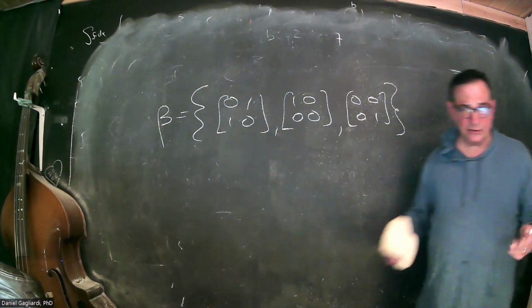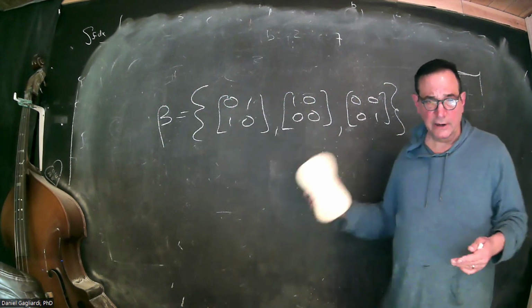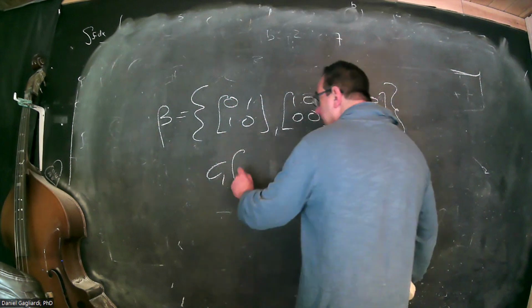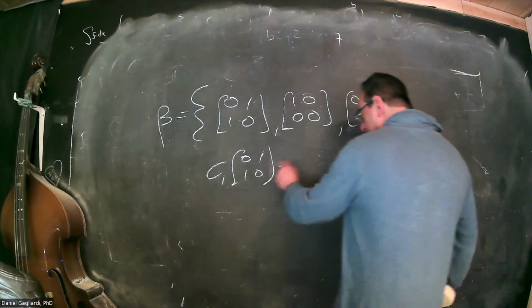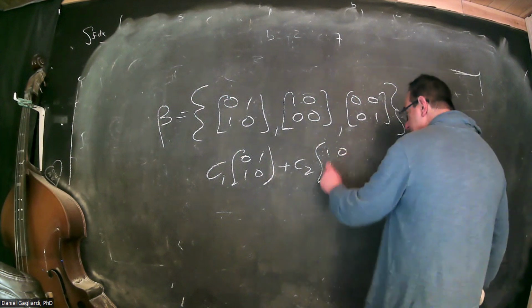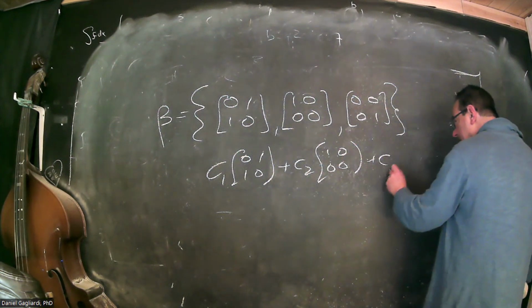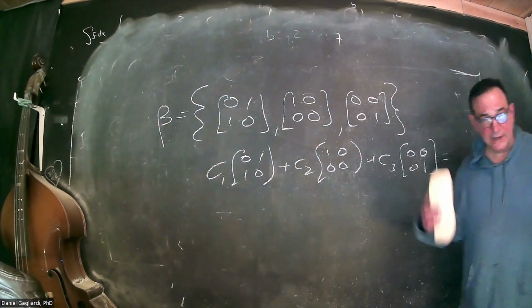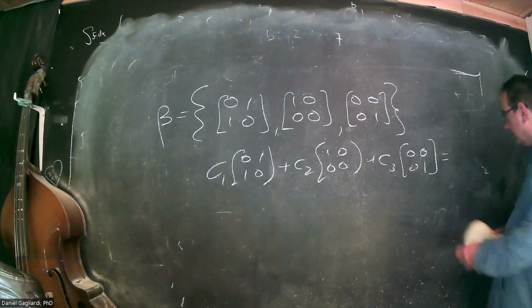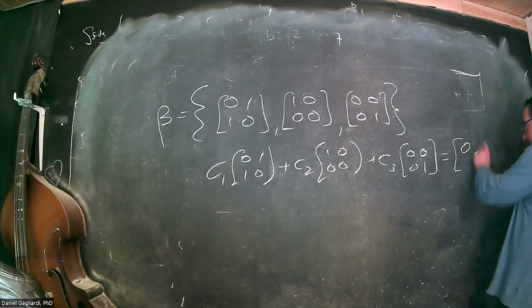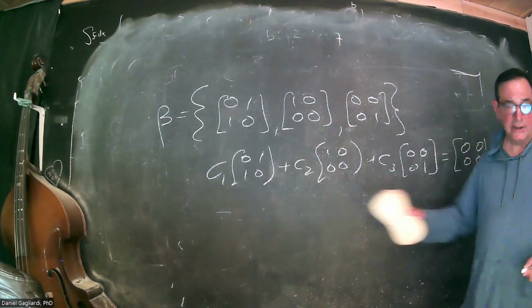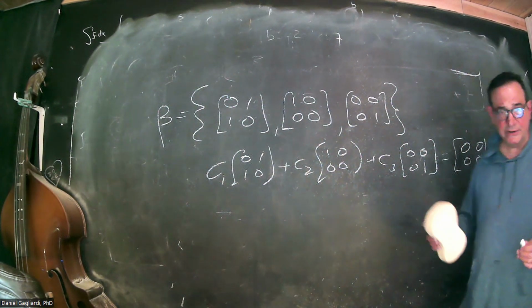I'll leave it as an exercise to you to show that they're linearly independent. It's very simple. All we'd have to do is say, okay, C1 times [0 1; 1 0], and C2 times [1 0; 0 0], and C3 times [0 0; 0 1]. If I set that equal to the zero vector in the space of 2 by 2 symmetric matrices, that zero vector will look like this. And then we can see pretty easily that C1, C2, and C3 must be equal to 0.